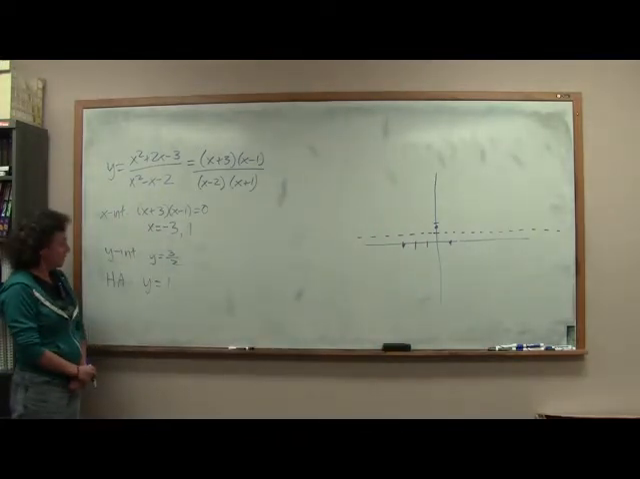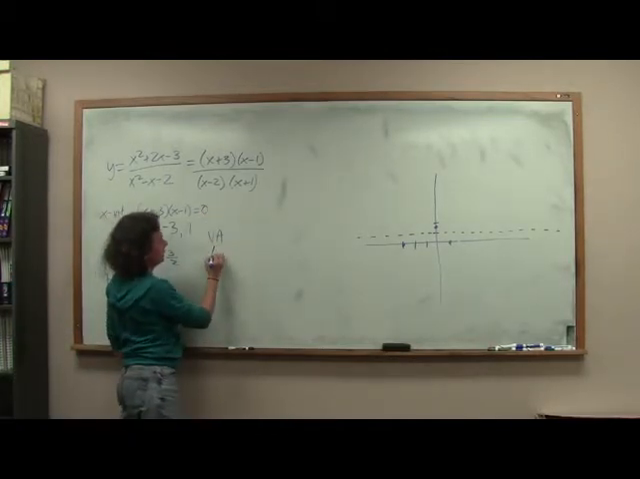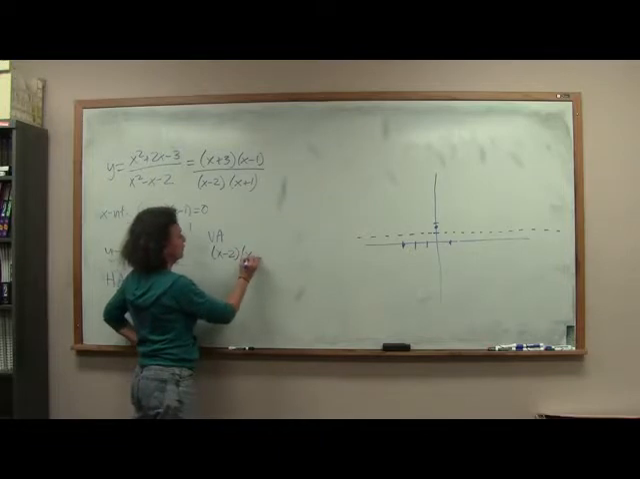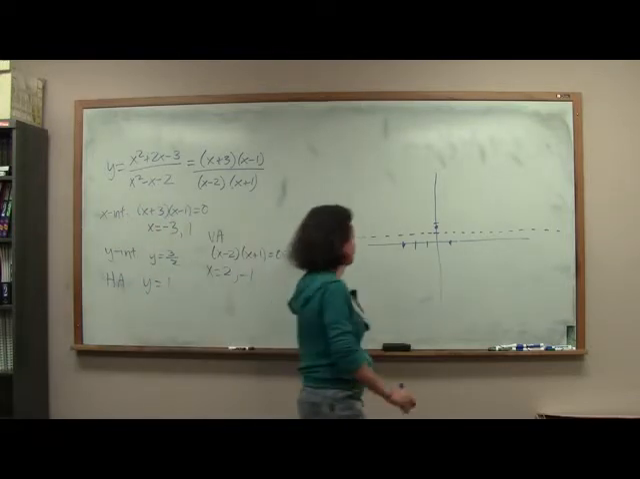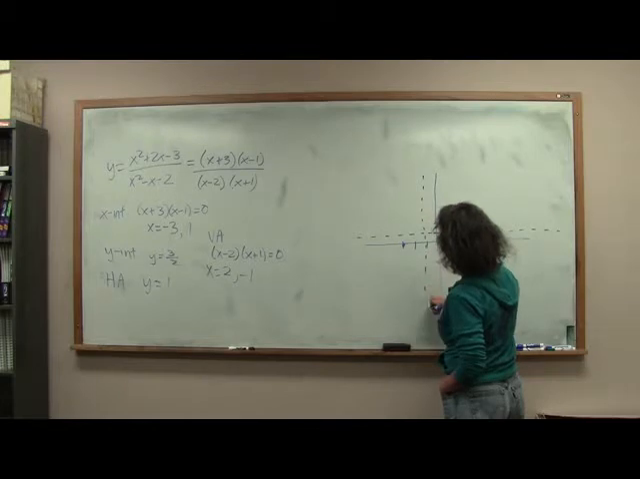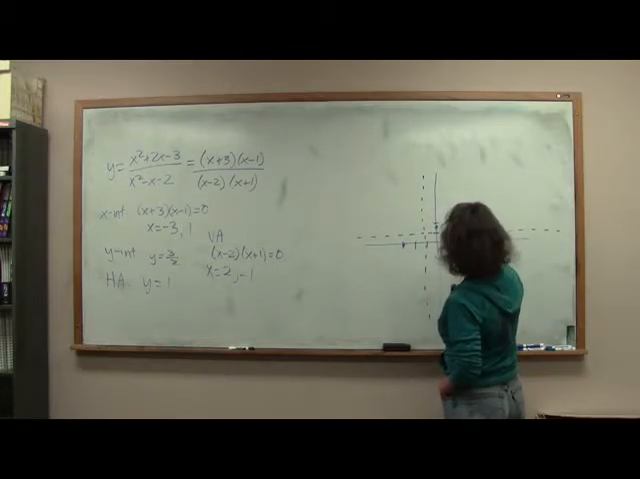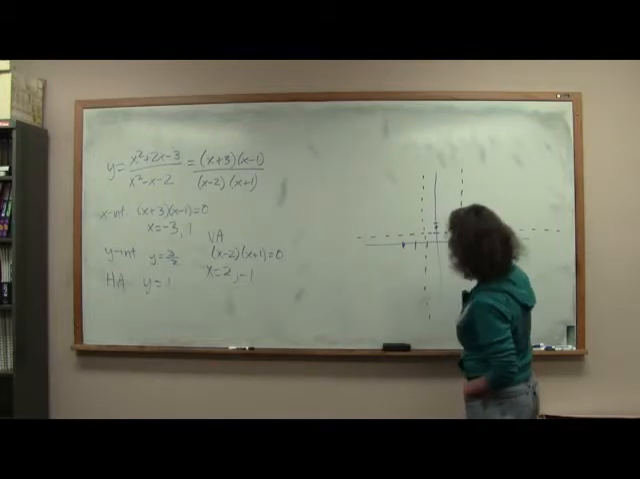Okay, vertical asymptote. Set your denominator equal to 0. Fortunately, he's already factored for us. So I have 2 and negative 1. So at negative 1, I got that barrier, and at positive 2, I have that barrier.